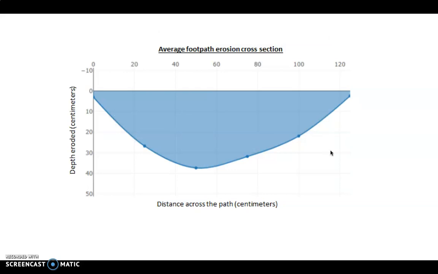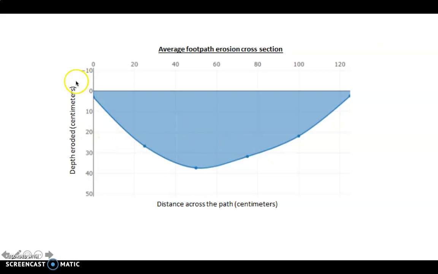This graph here was from an investigation into peatlands, and they were looking at footpath erosion, and so they've done a cross-section across a path, and they've shown the depth across the path eroded in centimetres, which again is a nice way of visually representing how it's shown.